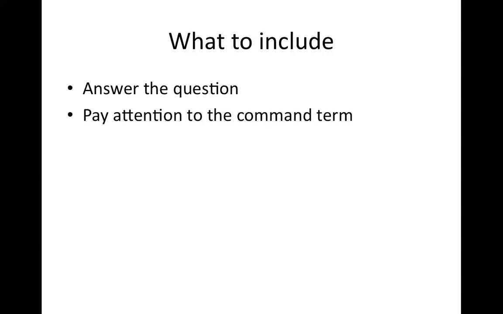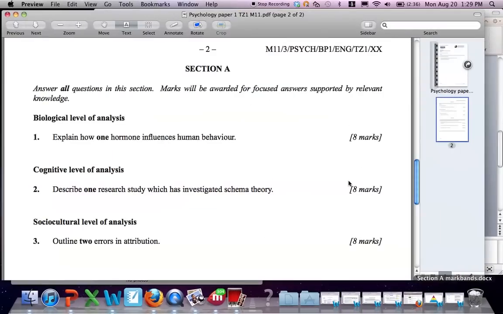So there are certain things you need to include in a question. That seems obvious, that you need to answer the question, but you can't imagine how many students do not do that. They just see a word that they recognize and they just go with it without really reading the command term. So what we call the command term is on the exam paper. For example, explain how one hormone influences human behavior. The command term here is explain. And it will be very different from this one, describe, or this one, outline. They all mean something specific. And of course we will learn about all these different meanings, but you really need to pay attention because sometimes the answer can be completely different.